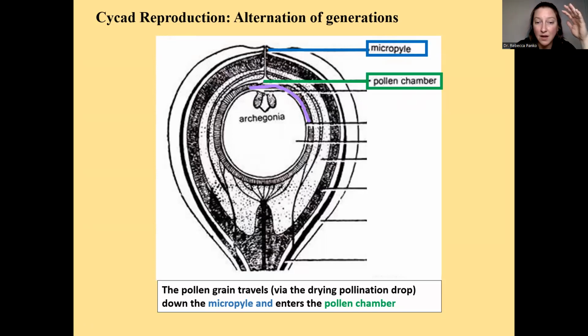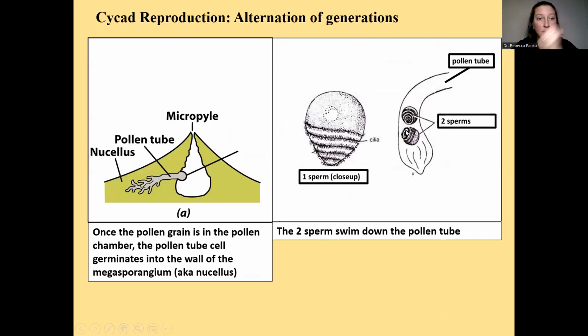They'll land on the outside of the Microsporangium, and the pollen tube cell will grow. So look, here on the left, you have the pollen. I'll do it in orange. Here is a pollen grain that was brought into the ovule via the pollination drop that would have been coming out of the micropyle. The pollen grain, shown in orange here, is now inside. Where is it? In the pollen chamber.